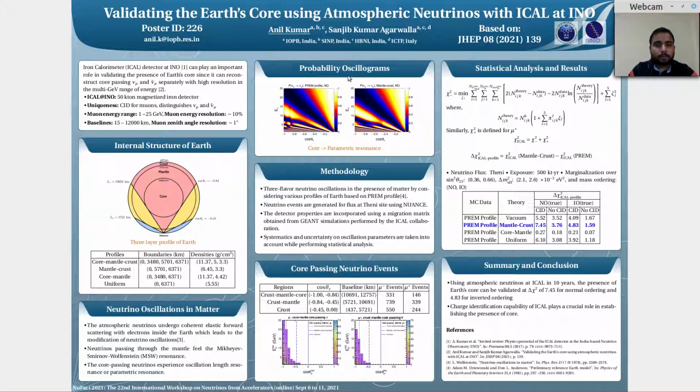In these probability oscillograms, we show the survival probability of the muon neutrino for two cases. On the left we show the PREM profile, on the right we show the mantle crust profile which does not have a core. And we show this oscillogram as a function of energy and direction of neutrinos.